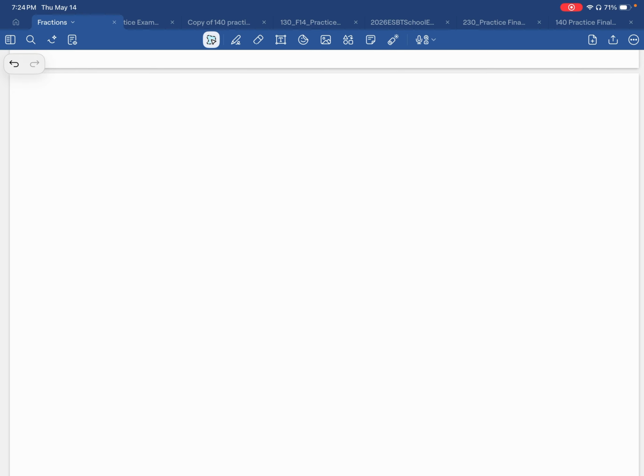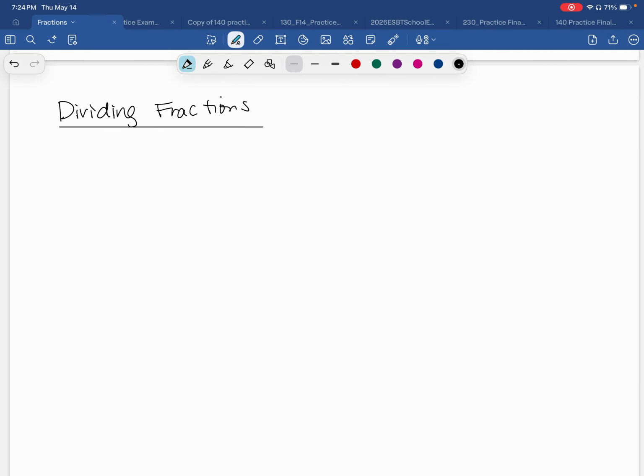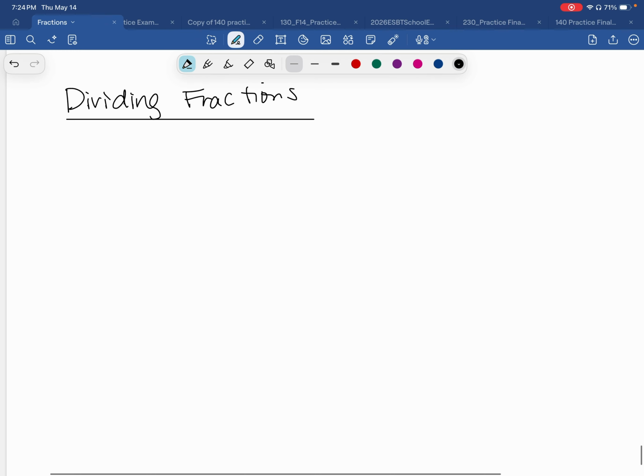All right, friends. So we are going to be dividing fractions in this one. I want to give you a couple of examples so you can see this a couple of different ways and put it all together before the final exam. So let's start out with something really basic. Like let's take 3/4 divided by 1/4.